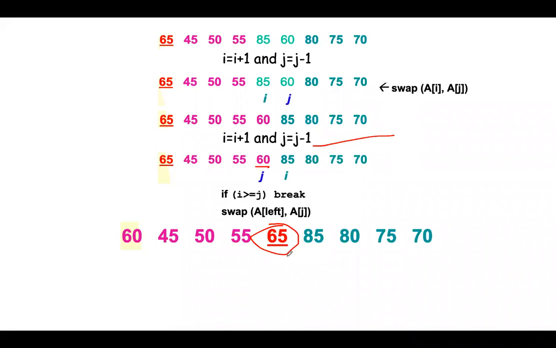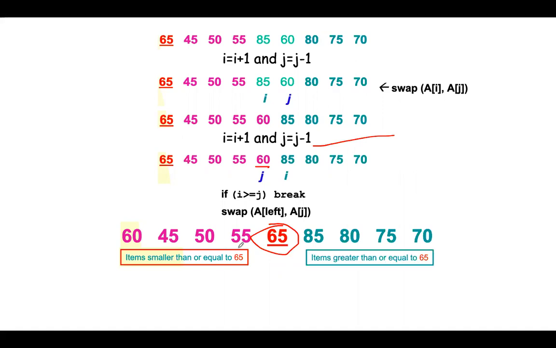So we have divided the array, and now 65 is sorted. Now we have to sort the lower part of the array and the upper part of the array. We have done the partition. Partition is over. Based on this logic, we have partitioned the array, wherein elements less than 65 are one part of the array, and elements greater than 65 are another part.